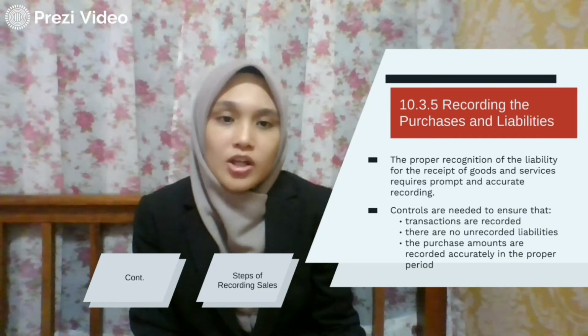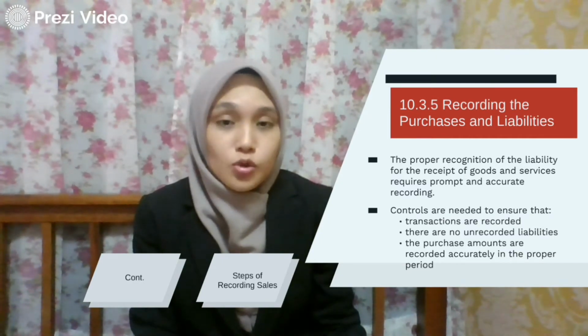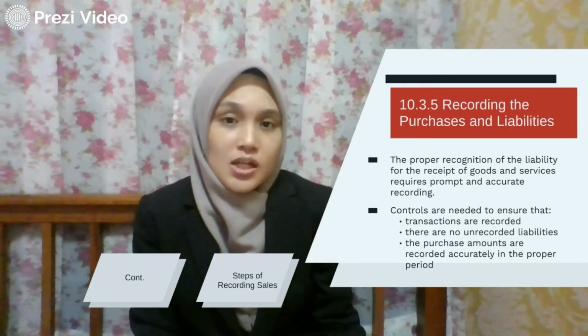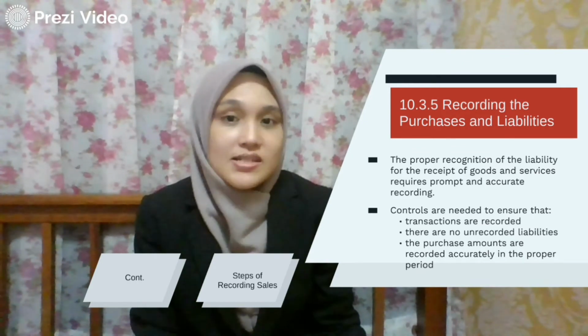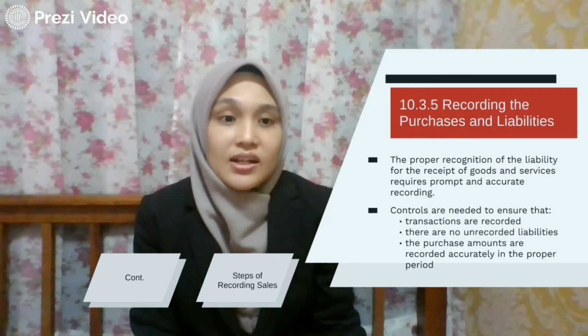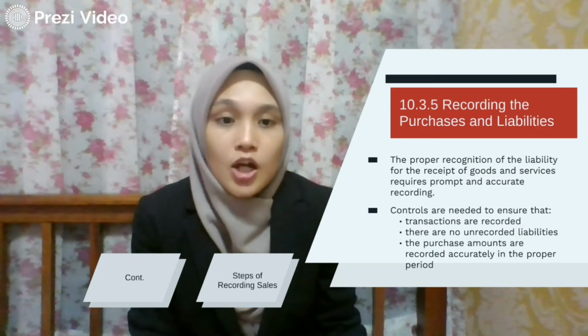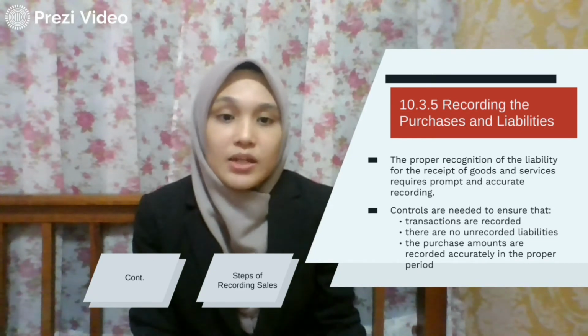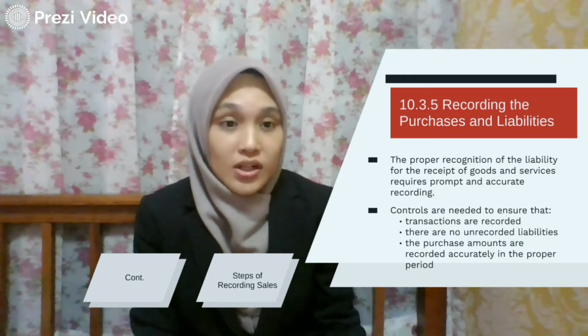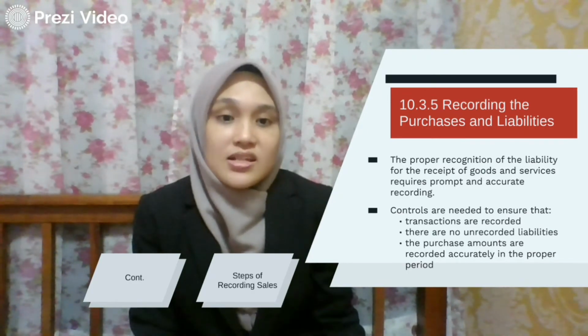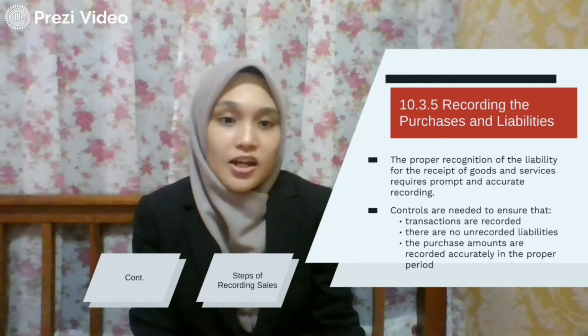So during recording, the purchase and liability controls are also needed in this process to make sure that all the transactions are recorded. The audit objective here is completeness, and we need to make sure that there is no unrecorded liability. The audit objective here is occurrence. And also, we need to make sure that the purchase amount is recorded accurately in the proper period, which is the audit objective of accuracy and cut-off.